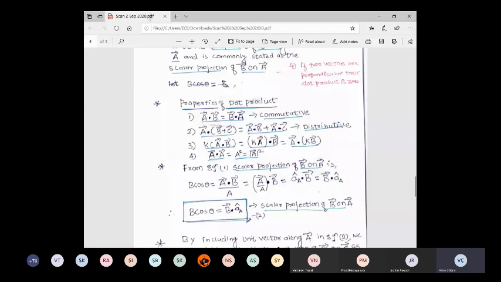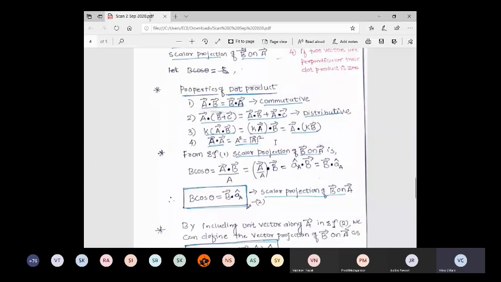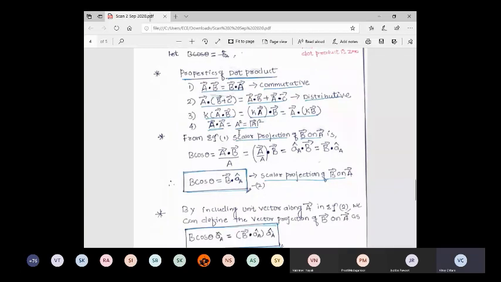And next, A dot A is equal to A squared, that is, the mod of A squared. Why this is so, we can prove later. That is, A dot A is A squared, the square of the magnitude. Okay, that's fine.